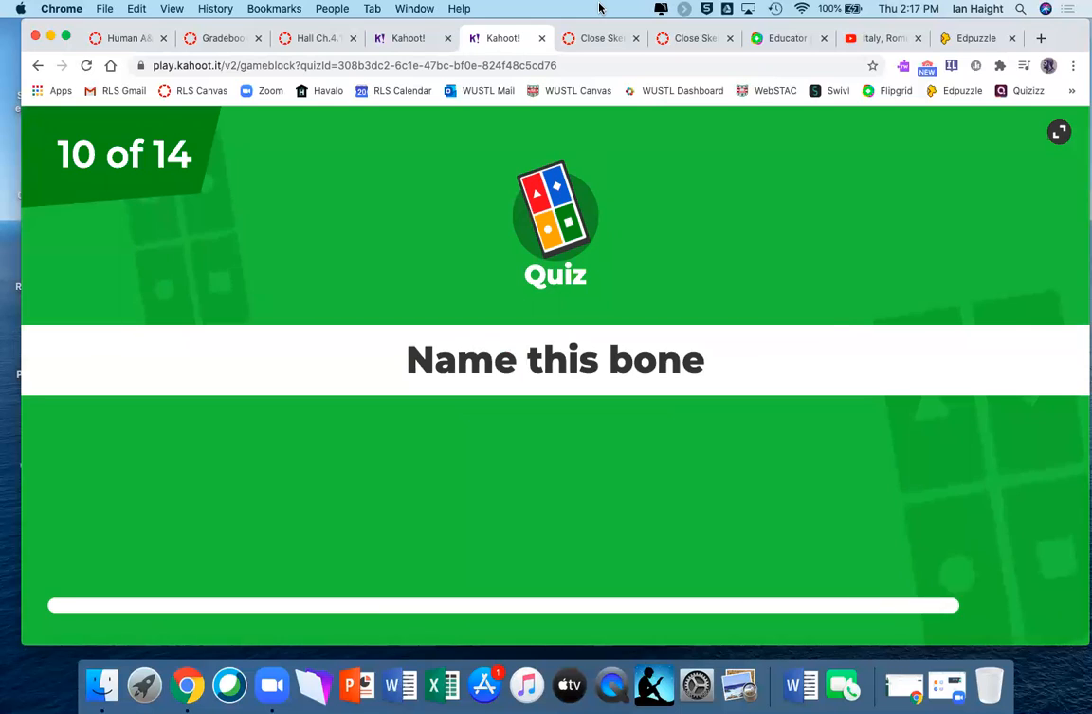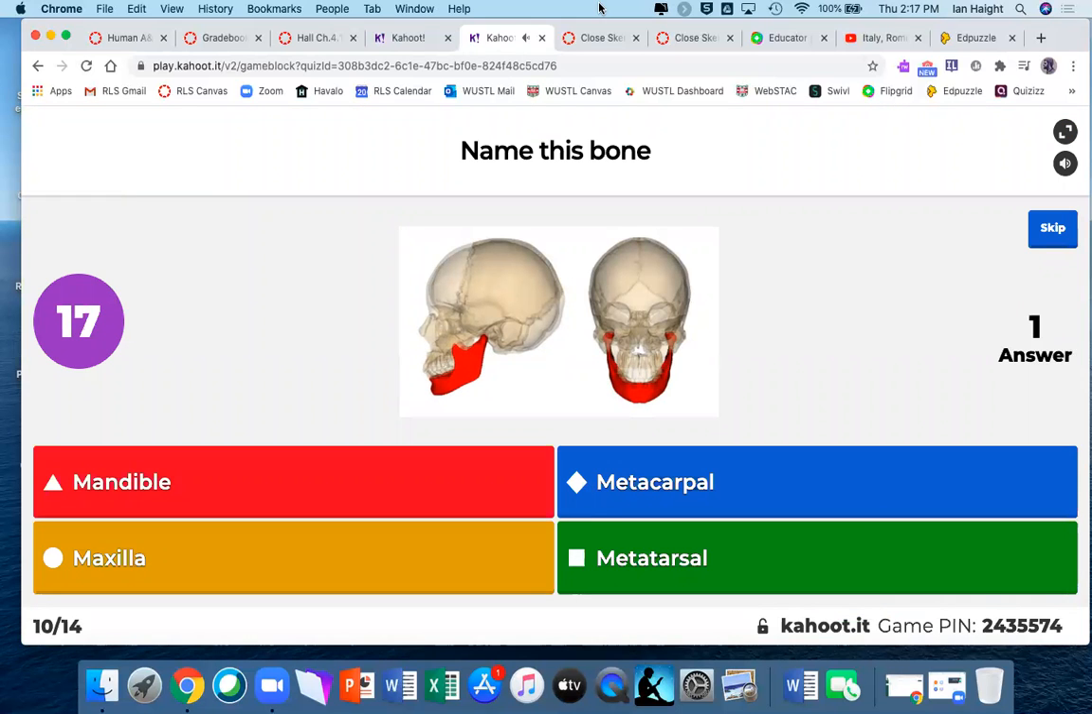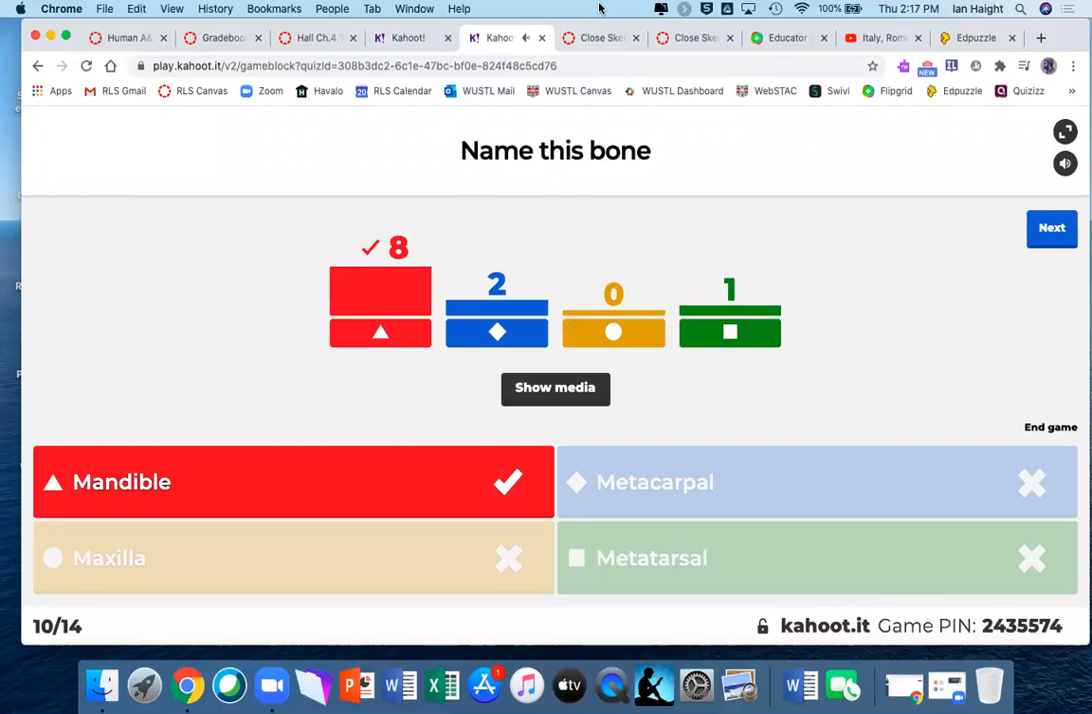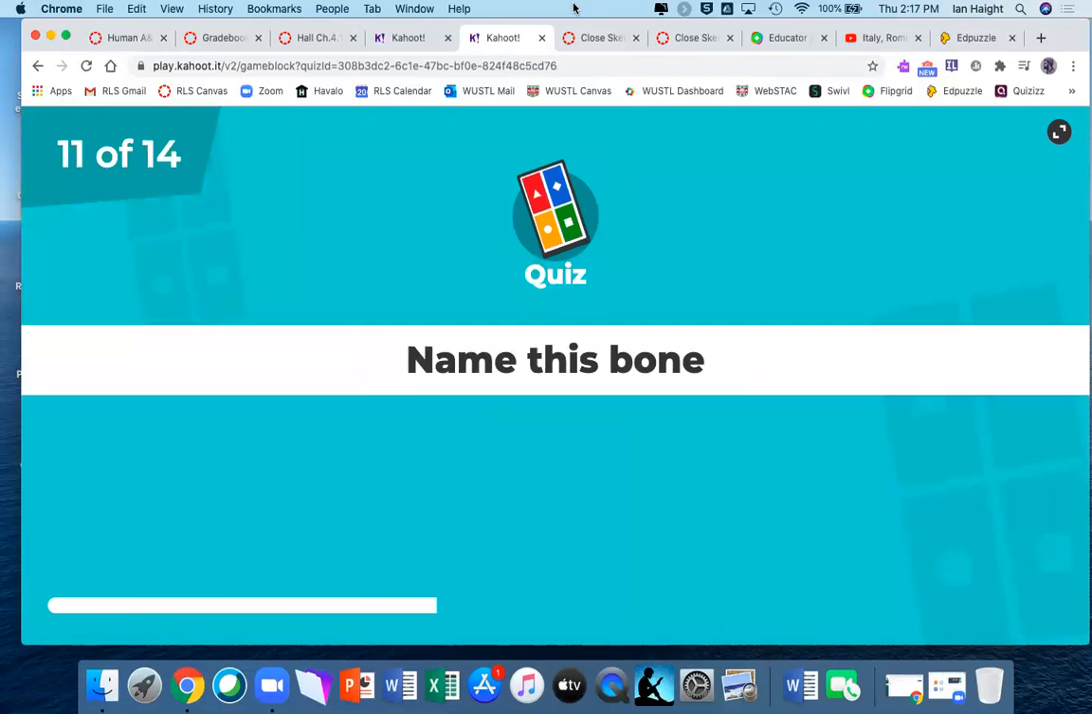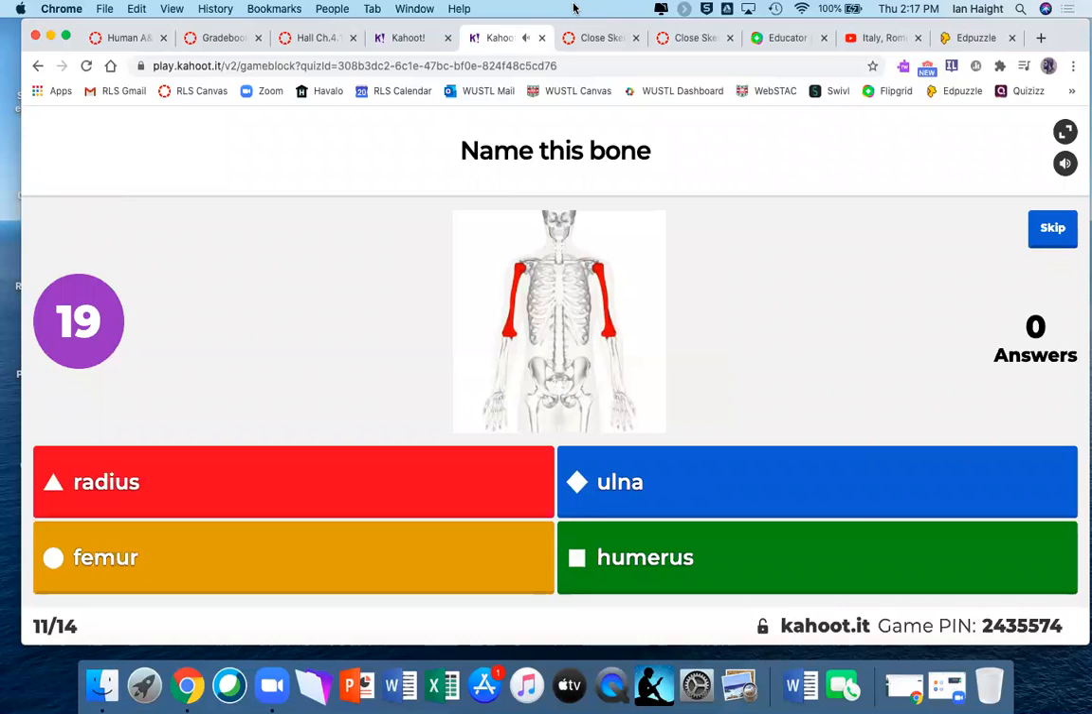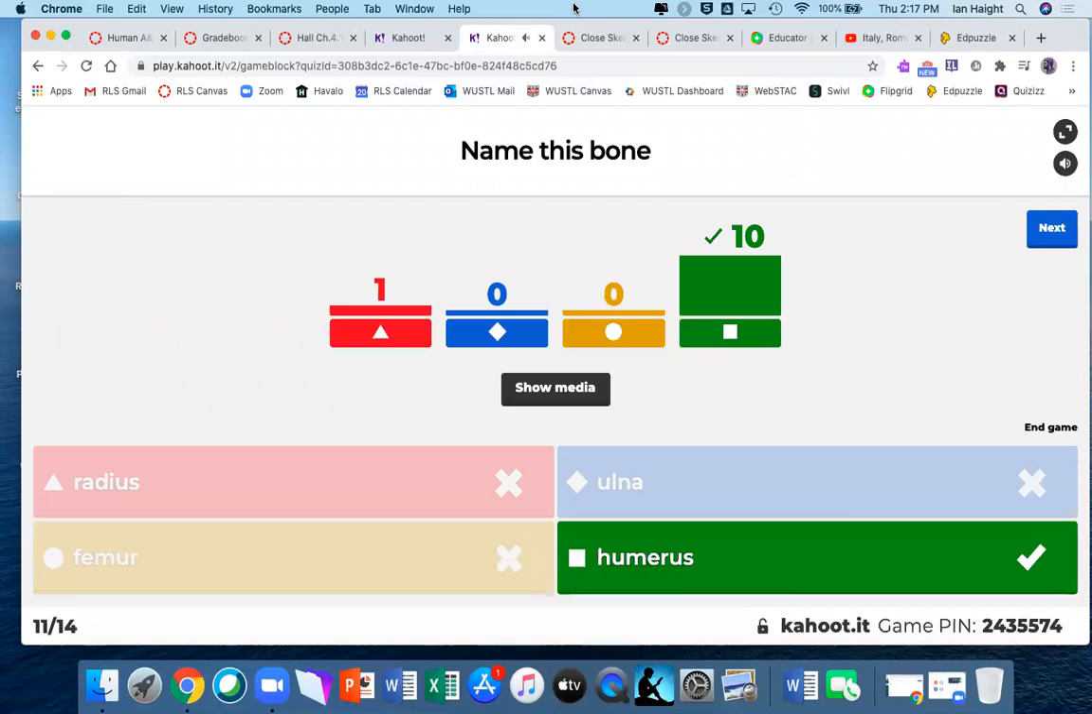All right, name this bone. You had to identify this one yesterday. Very good. The mandible. Most people refer to it as the jawbone. All right. Name this bone. It's in your arm. Sometimes called the funny bone. Very good. Most of you got it, it is the humerus.